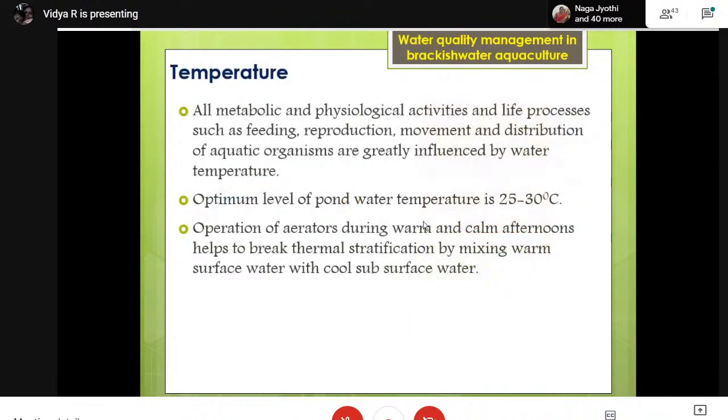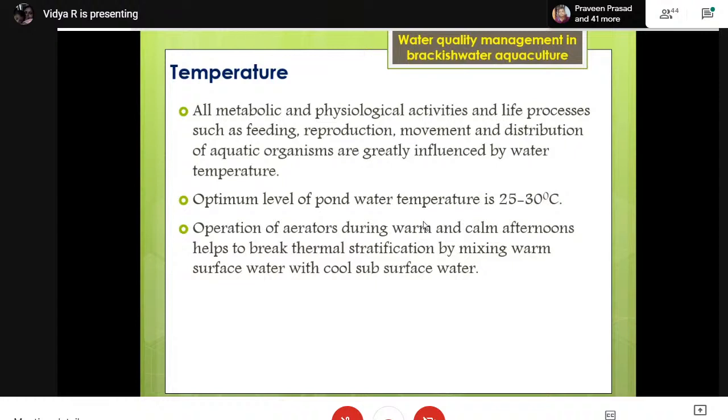Temperature is essential for metabolic and physiological activities and life processes such as feeding, reproduction, movement, and distribution of aquatic organisms. The optimum level of pond temperature should be 25 to 30 degrees Celsius.